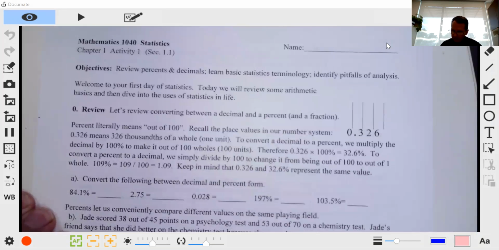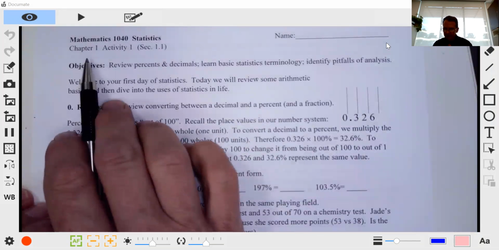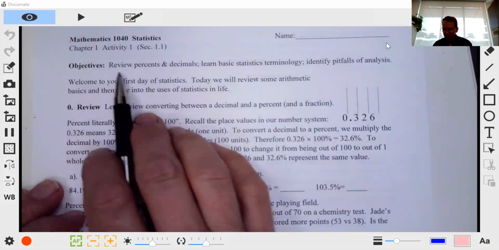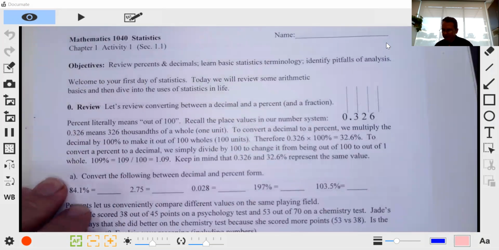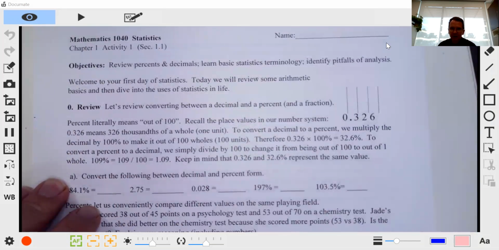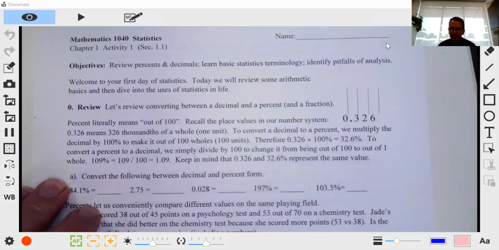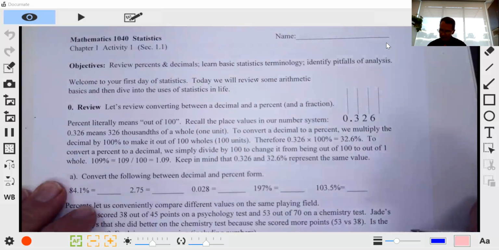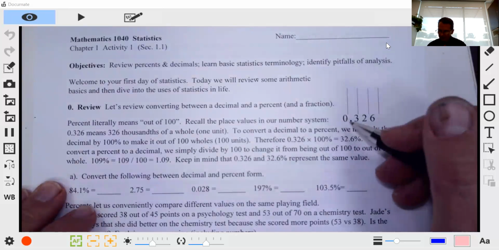So today we're going to do Chapter 1, Activity 1. We're going to review our percents and decimals, learn about basic statistics terminology, and identify pitfalls of analysis. So the first thing we want to do is review converting between a decimal and a percent and a fraction. So let's take a second and review what the number means.